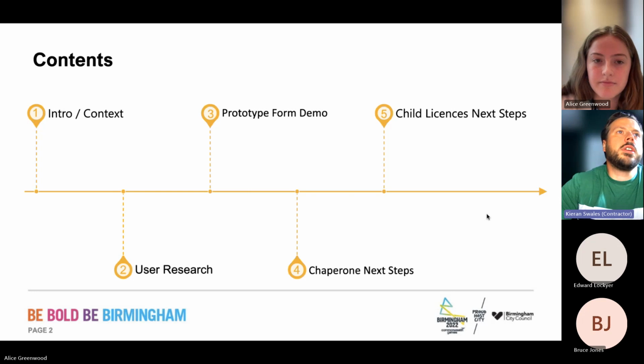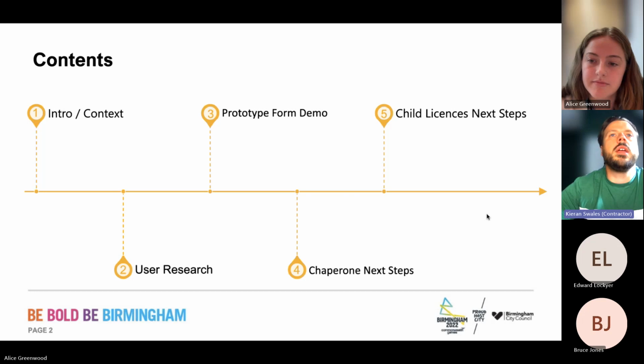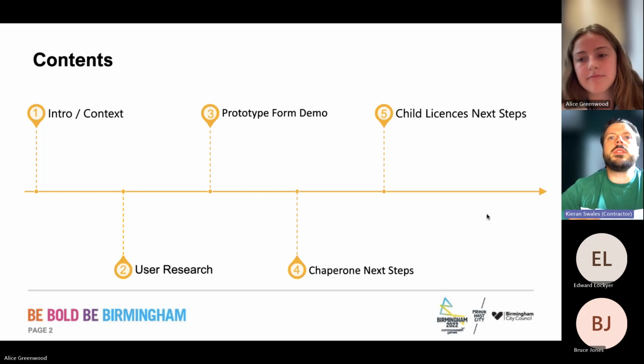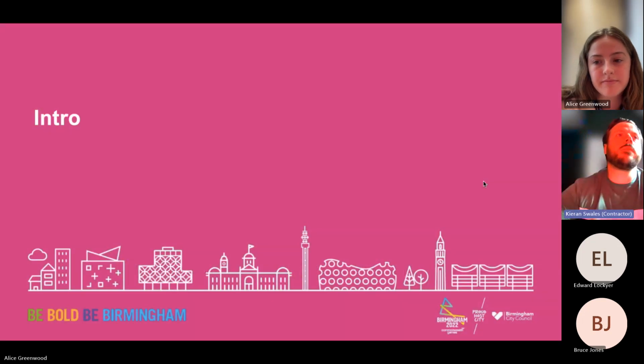So we'll go through the introduction, the context of what the project's actually for, and delve into the user research that's been happening in the last couple of weeks, and also a demonstration by Alice of the prototype, which is a very close representation of what will be live in the next couple of weeks. We also have some next steps coming through the pipeline in the next couple of weeks, and understand what's coming from the child licensing space, not just in the Chaperone application.